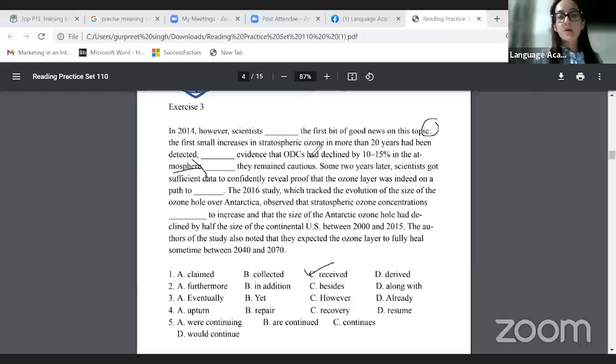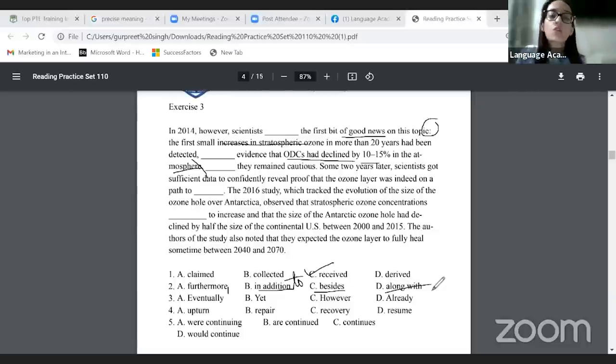Both of these things, one an increase in the stratospheric ozone and the other something decreasing, have been written as an explanation of good news. That means this decline is also something good. ODC is something negative that has declined by 10 to 15%. Both of these explanations come from the same topic, that we have got some good news. The stratospheric ozone is increasing, and ODCs are decreasing. So we cannot put furthermore because we need a comma after furthermore. In addition, we need to put in the middle of the sentence. Out of besides and along with, besides is used when you want to say apart from, and along with is when you want to say together with.